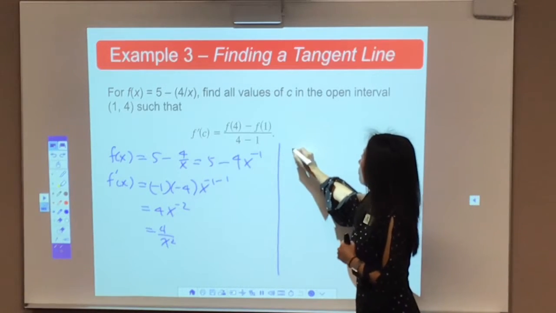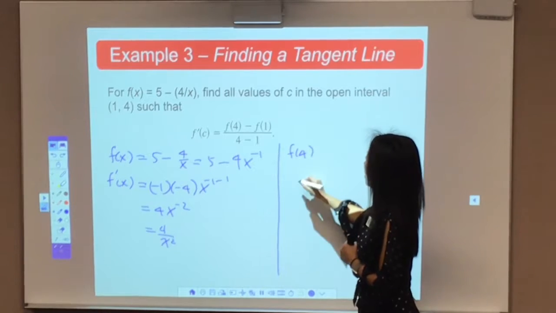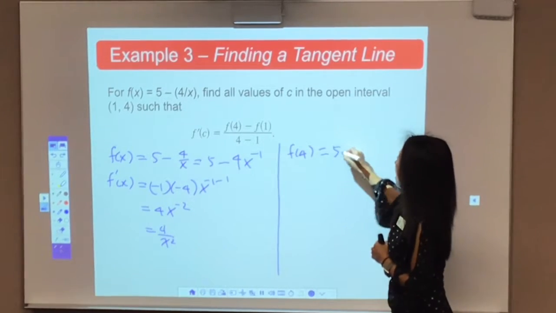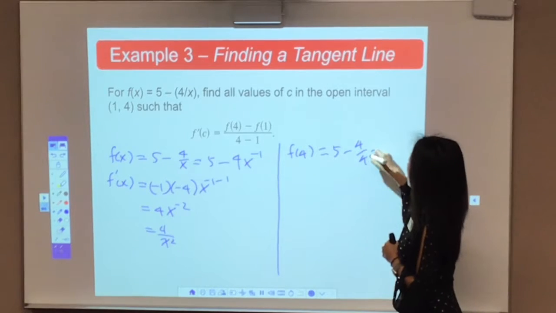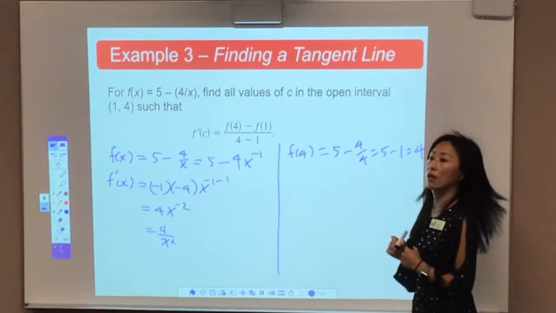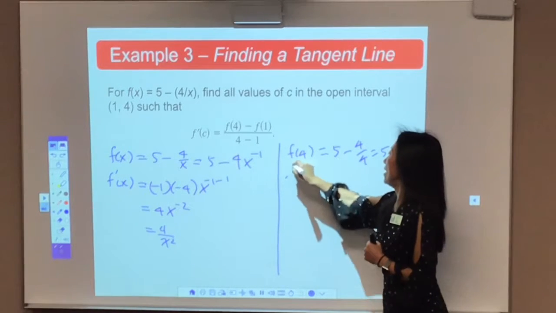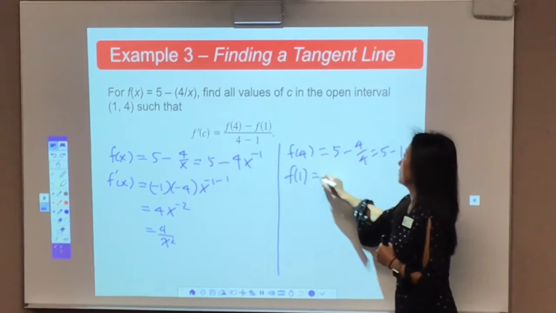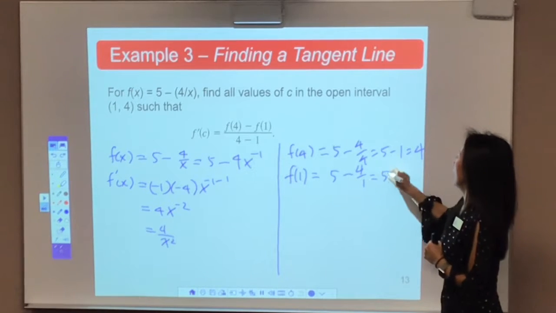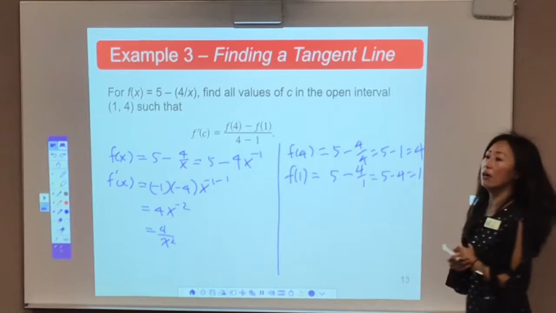So now let's look at that. What is my f of 4? f of 4 means (5 minus 4) over 4, which is 5 minus 1, which is equal to 4. What's f of 1? It equals (5 minus 4) over 1, which is 5 minus 4, which is equal to 1.